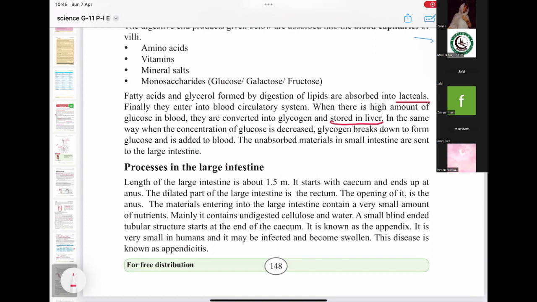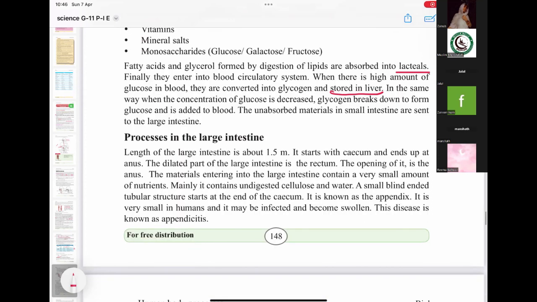Whenever you are starving, like when you are fasting, this glycogen will be broken down and it will give glucose to our body. That is the essence of whatever I have told you. And then there are some unabsorbed materials. When you eat pepper or good fiber content food, they won't be digested in our body. So they will be pushed into the large intestine.